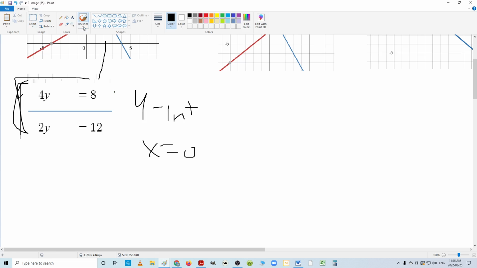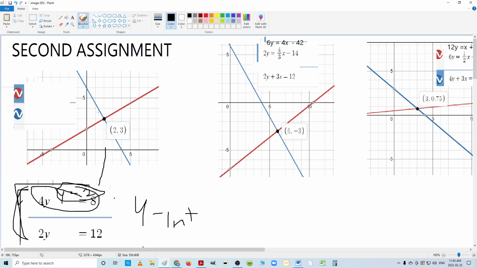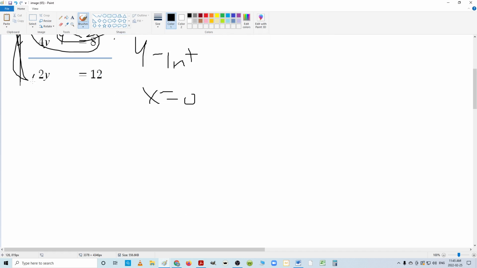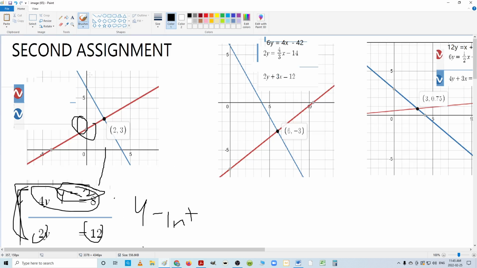Well, that's easy enough. Up here, divide by 4, y is 2. So that means the y-intercept is at 2. Sure enough, there it is, (0, 2). Down here, dividing by 2 on both sides, and we've got y is equal to 6, which means the y-intercept for this line is at (0, 6), the blue line. Sure enough, there it is.